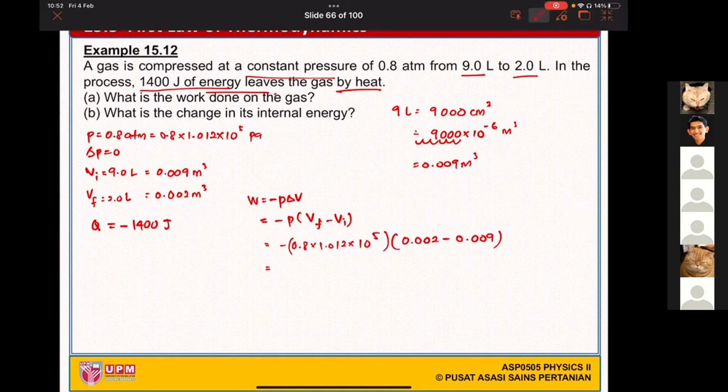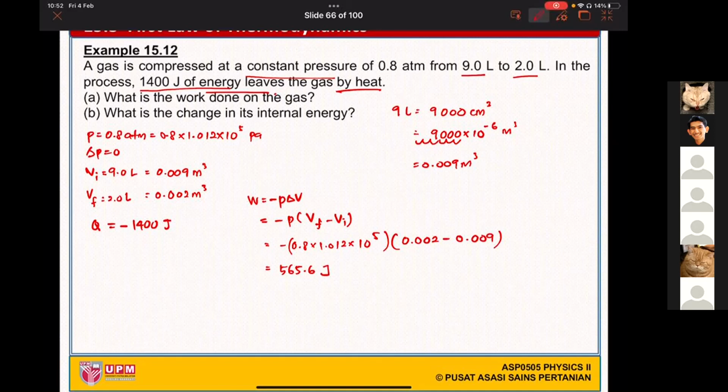Berapa? 565.6 joule. Okay. Betul ke ni? Okay, semua betul lah. Dapat jawapan betul kan? Okay. 565.6 joule. Now kita pergi kepada question kedua.